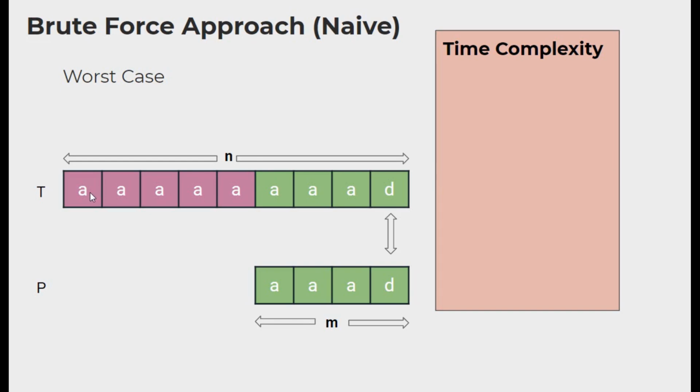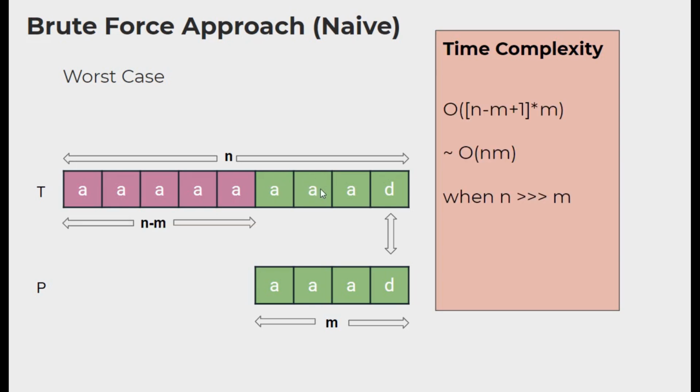In the worst case scenario, we first start here and do m comparisons, and then we start here and do another m comparisons. So we keep doing this until this point, because there is no point in starting from this position. The pattern will anyways be truncated. So this is the final starting point, which is n minus m plus 1. So for each of these n minus m plus 1 characters, we are doing m comparisons. So the worst case complexity is this.